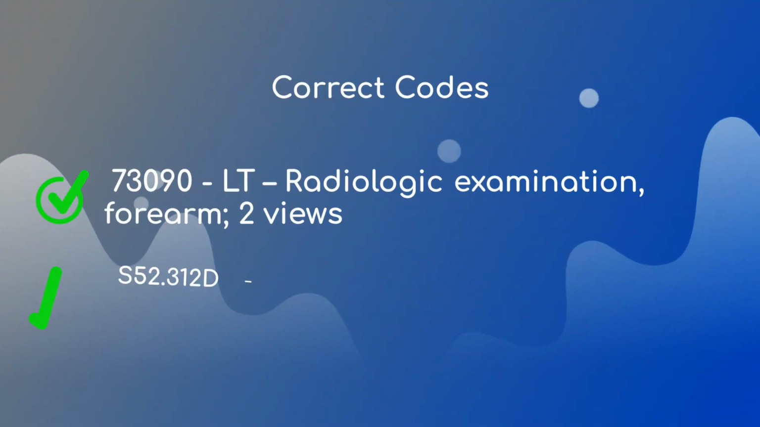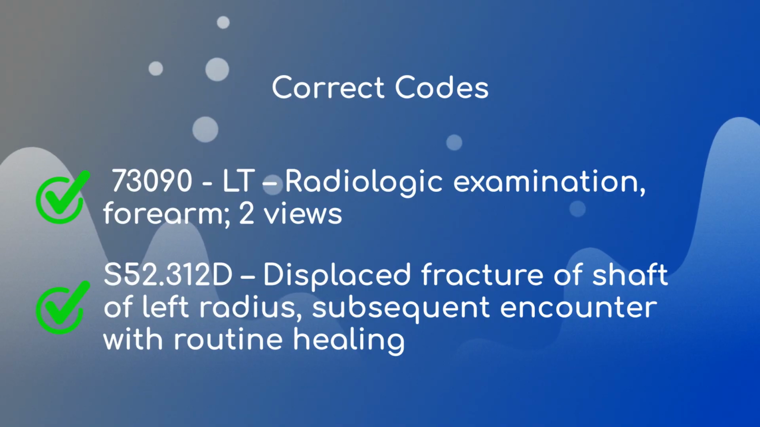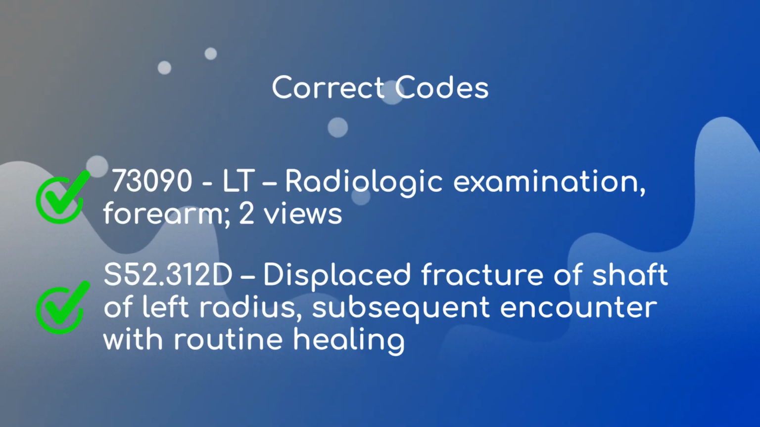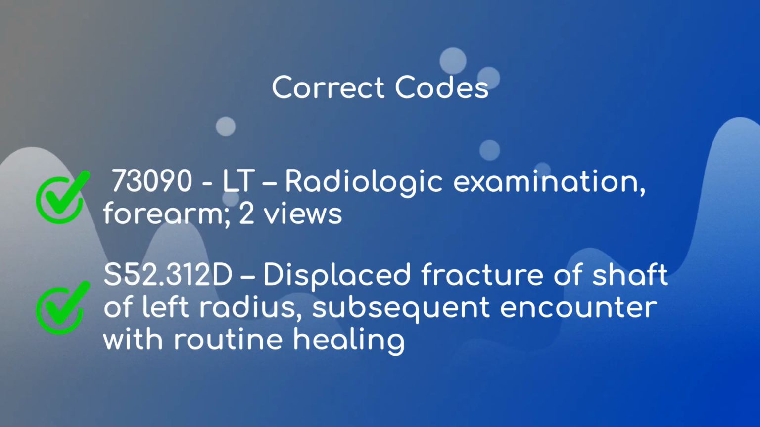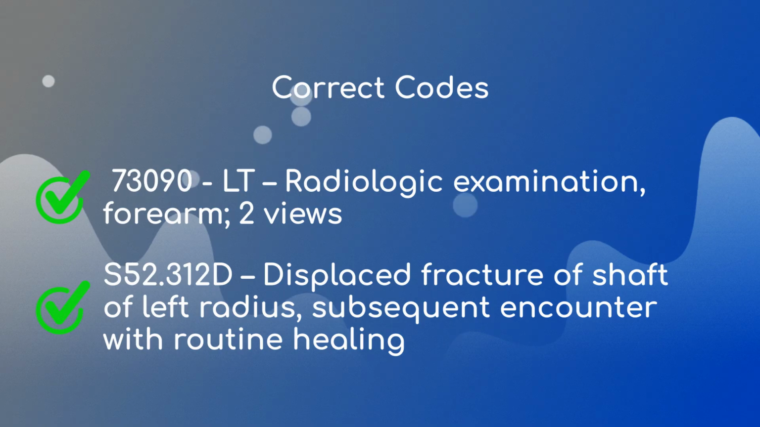Correct ICD-10-CM code: S52.312D, displaced fracture of shaft of left radius, subsequent encounter for fracture with routine healing. The documentation supports a healing fracture in the shaft of the radius. The side is specified as left, as per ICD-10-CM conventions.